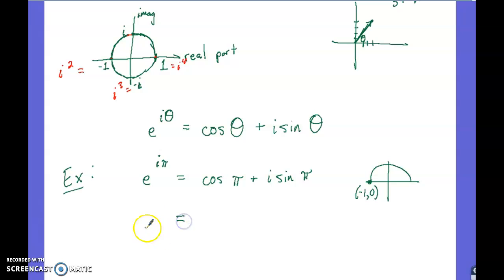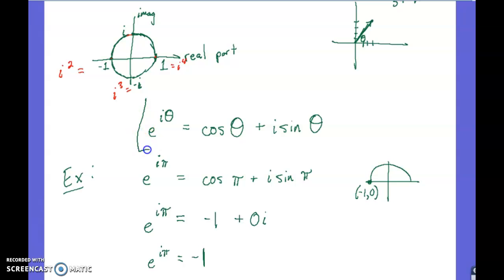So e to the i pi: cosine of pi is equal to negative 1. Sine of pi is equal to 0. 0 times i is still 0, so that was a waste of time to write out. So e to the i pi, this is Euler's formula, by the way, is equal to negative 1.